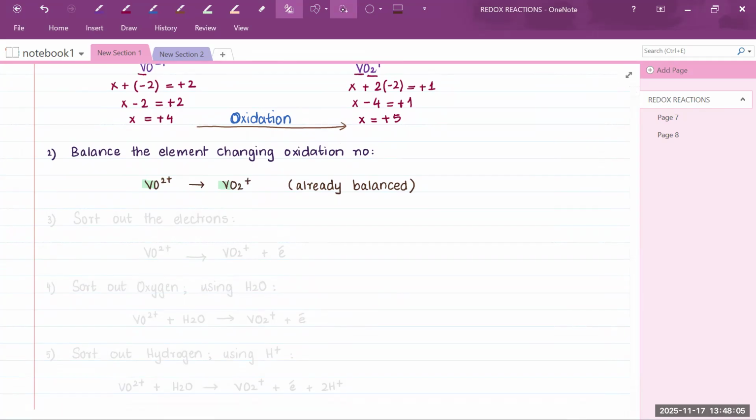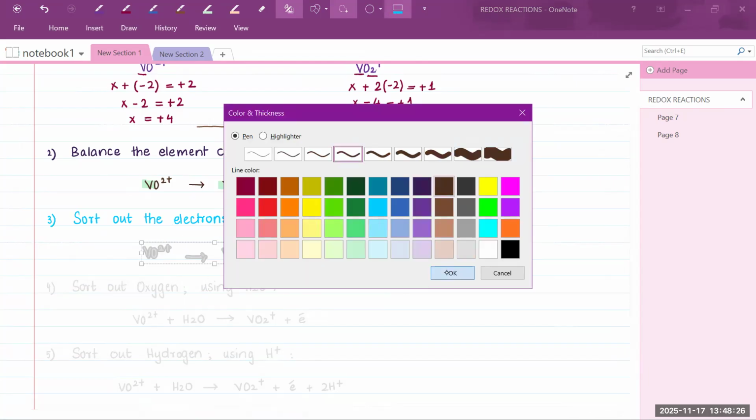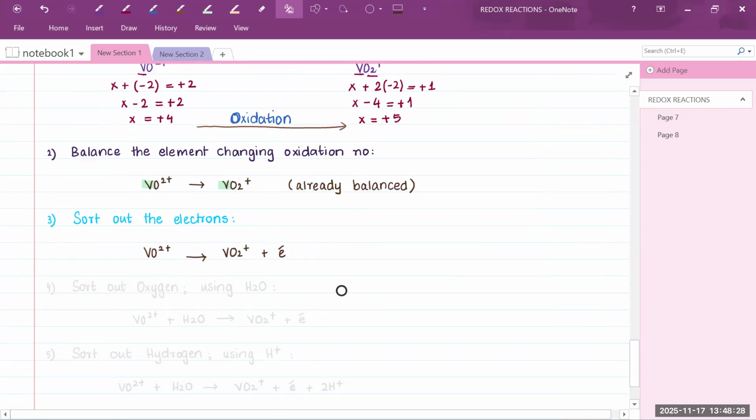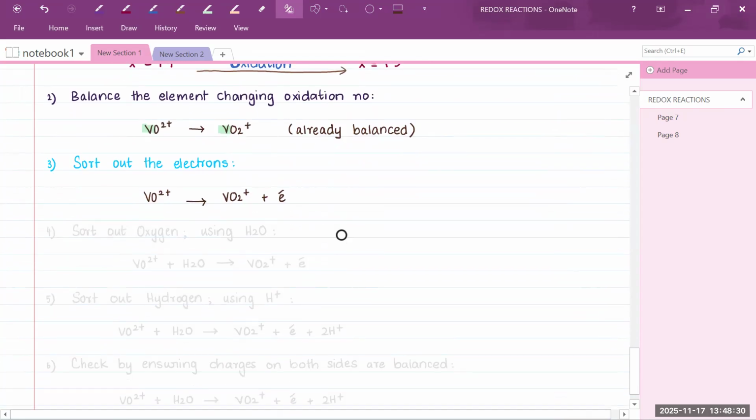Now we'll have to sort out the electrons. And how do we do that? We know that vanadium is going from plus 4 to plus 5. That means there is a change of one electron, and it is oxidation. That means it is a loss of electrons, right? So in loss of electrons, we have electrons on the product side, and there is a change of one electron. So we'll have one electron on the product side, right?